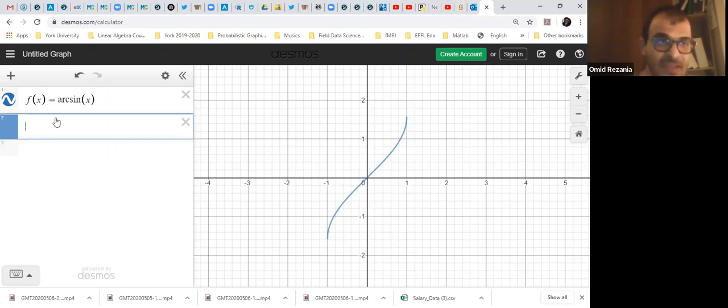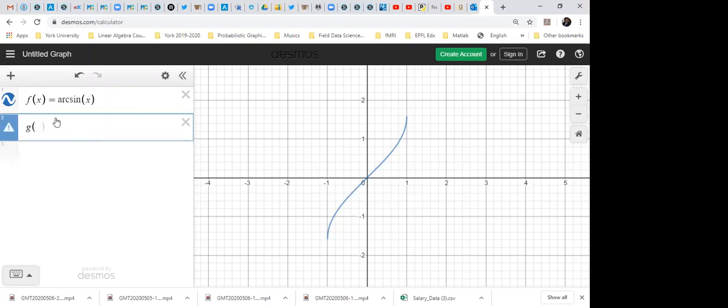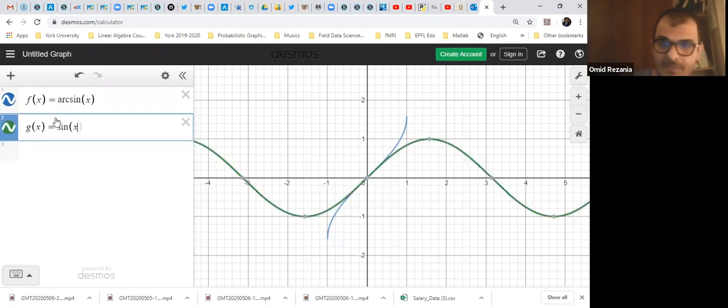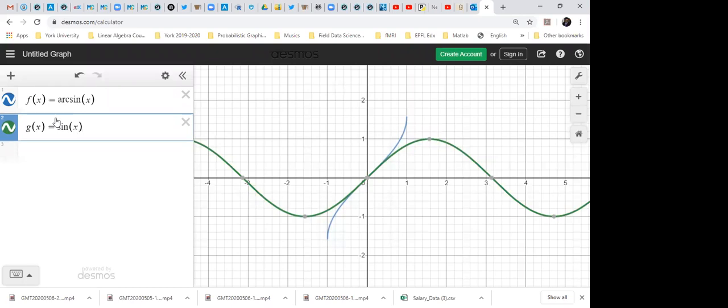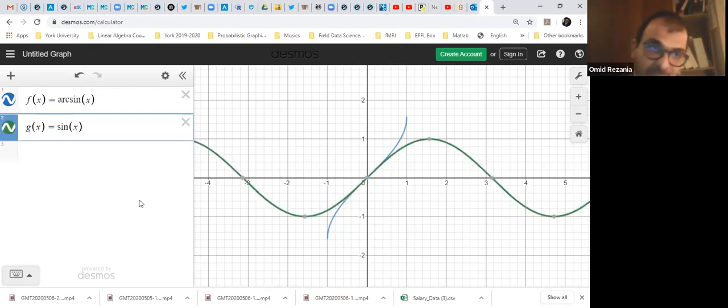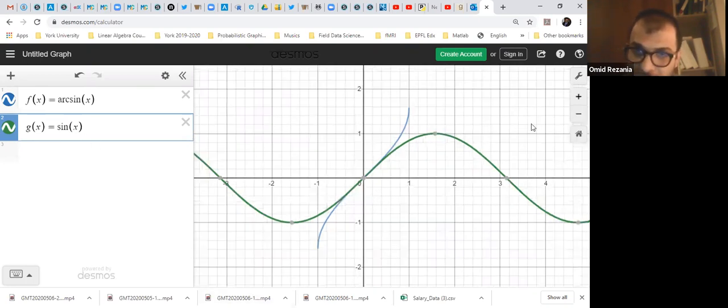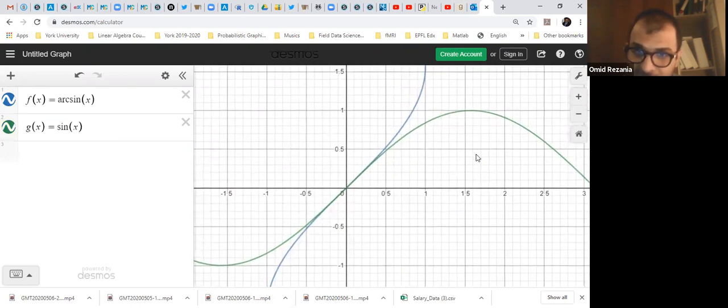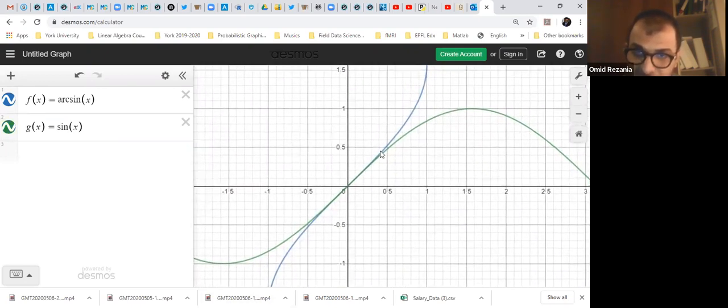And now, look at this. I'm just going to plot sine of x, x equals sine of x. Okay, guys, I'm not going to cut the graph. We are going to focus on the domain that is here. Look at this one, and this one, the blue and the green, on the domain where they are connected.